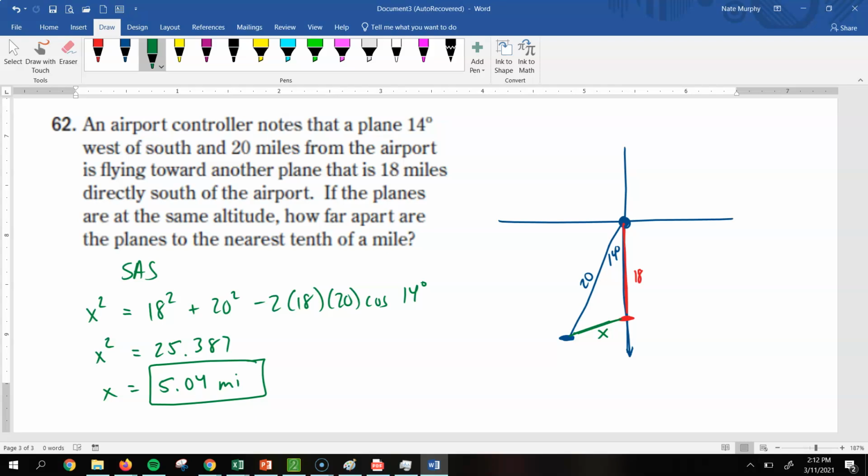If you're wondering what this information is about being at the same altitude, that just means that you can say that they're on the same plane, so to speak. So it would be a flat triangle is what we're working with.